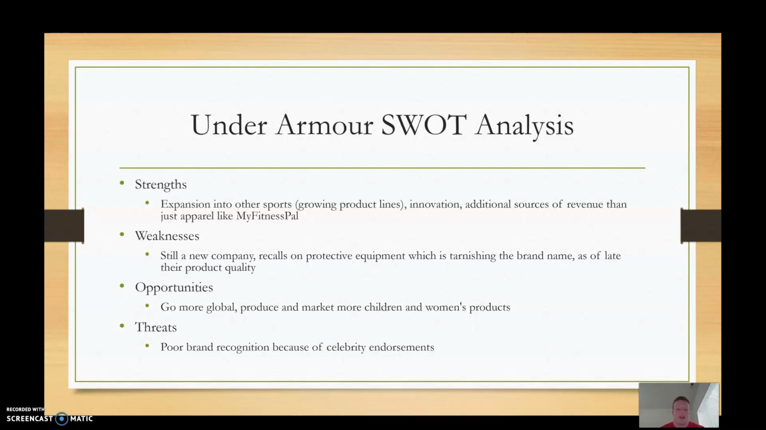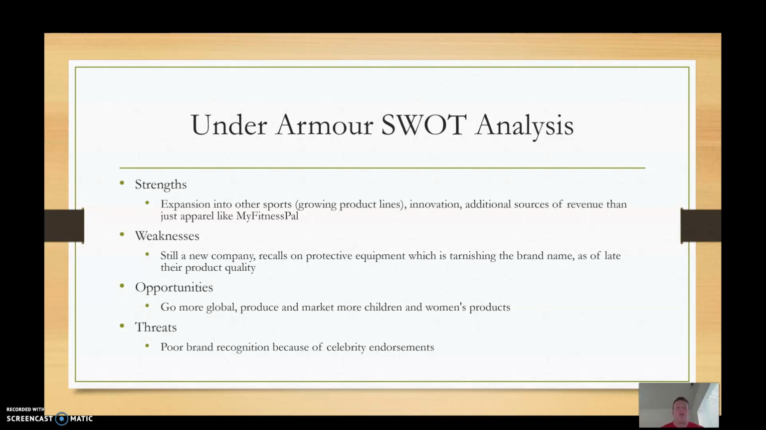A couple weaknesses are they're still a new company. They were only founded in 1996. So that means you just have a weaker global presence than other big brands like Nike and Adidas. They recently have had a couple recalls on jock straps, chin guards, things that consumers are being hurt by, which is kind of tarnishing the brand name. That just kind of ties into the last one, their product quality. It's just been slipping over the last couple of years. But then again, there's opportunities with that as well.